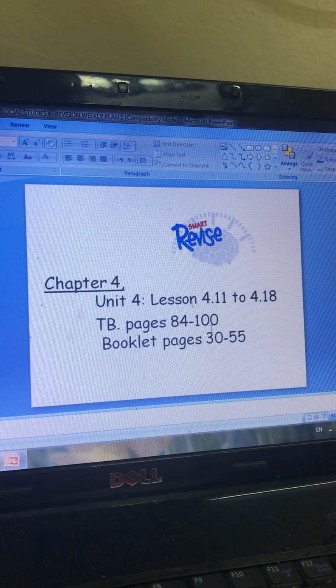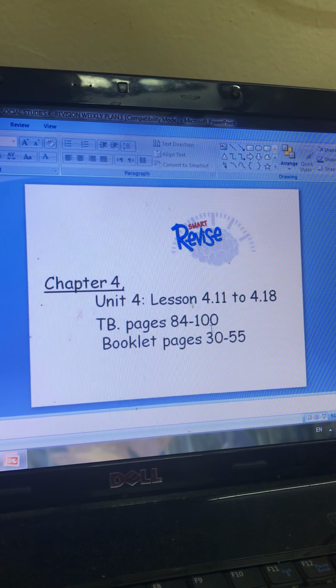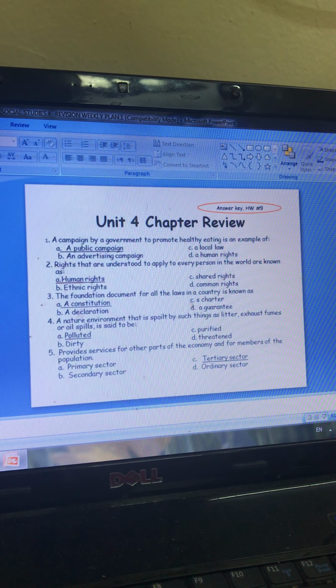Next, about transport. Transport is a vital part of the economy. Okay. And then, under that one is finance and also public transport. Okay. So, just revise the booklet, pages 30 to 55. Okay. So, next, just do the unit chapter 4.